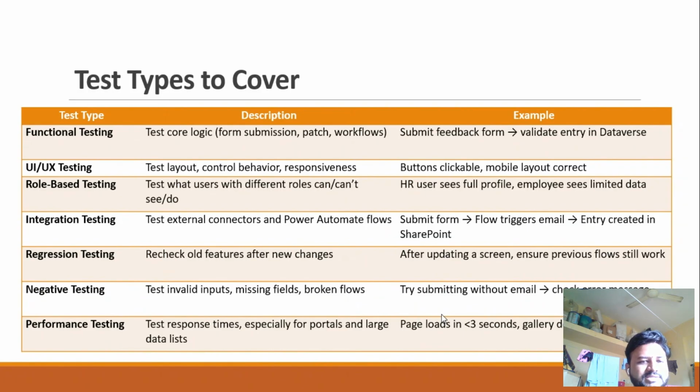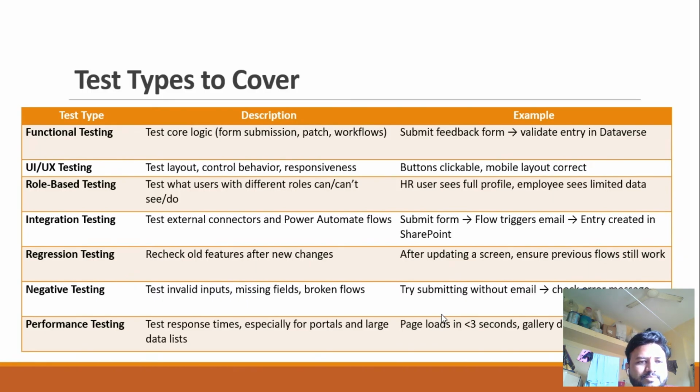From the integration testing point of view, what is integration testing? It tests the external connector and the Power Automate flow. For example, the submit form flow triggers the email, and an entry is created in SharePoint. Likewise, there are three different integrations we can see in that particular example. One is the submit form on the Power App. The flow triggers by using Power Automate, and an entry is created in SharePoint, meaning the SharePoint integration.